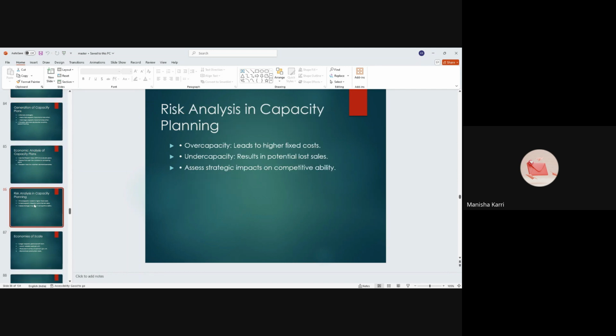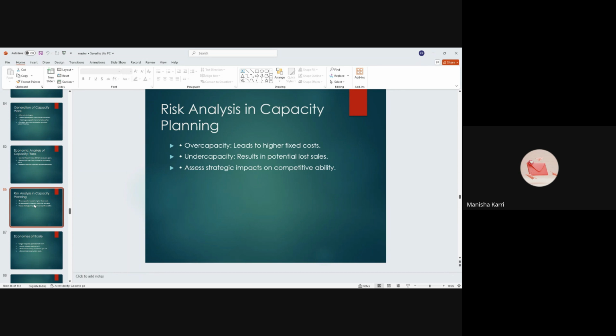The next important topic is risk analysis in capacity planning. So what is this risk analysis in capacity planning? It is planning that helps businesses identify and manage the potential risks associated with over or under investing in capacity. Making the wrong capacity decisions can have significant consequences on different types of cost.